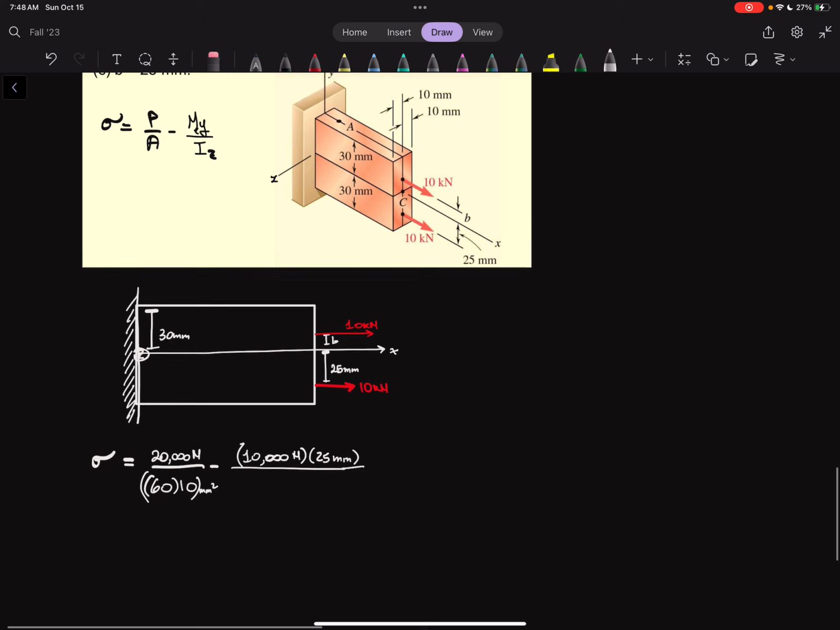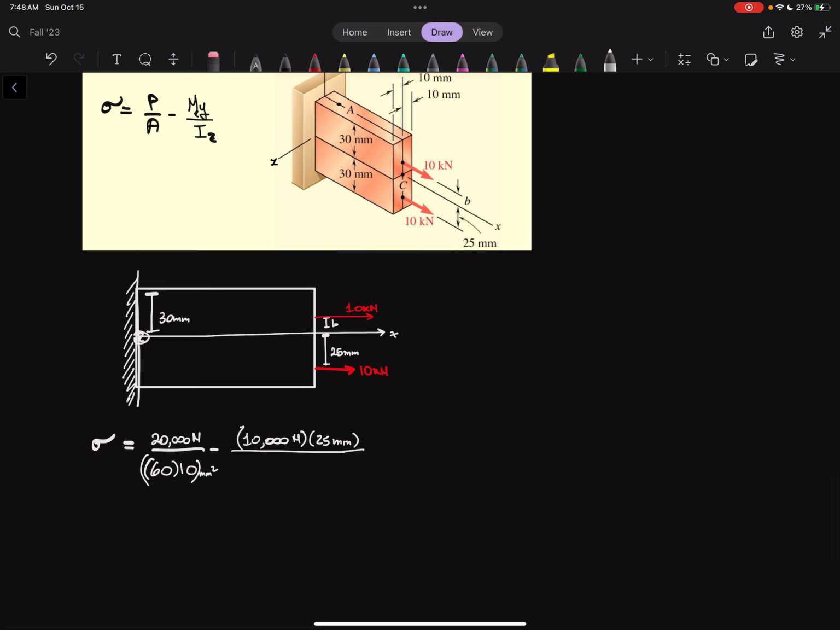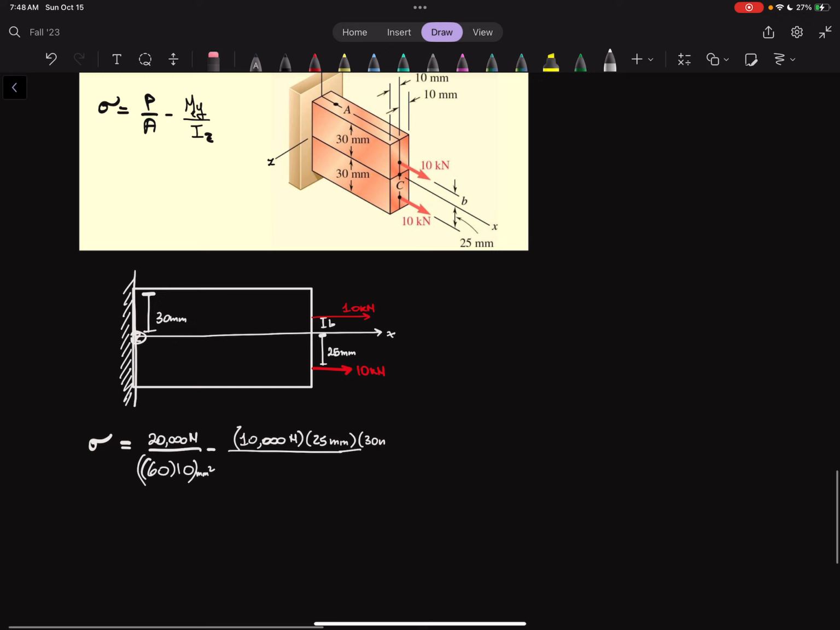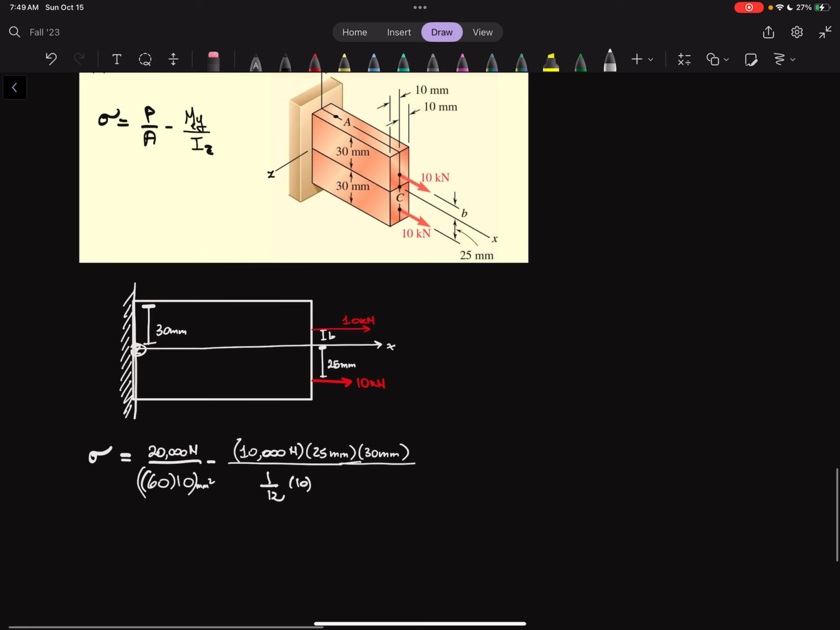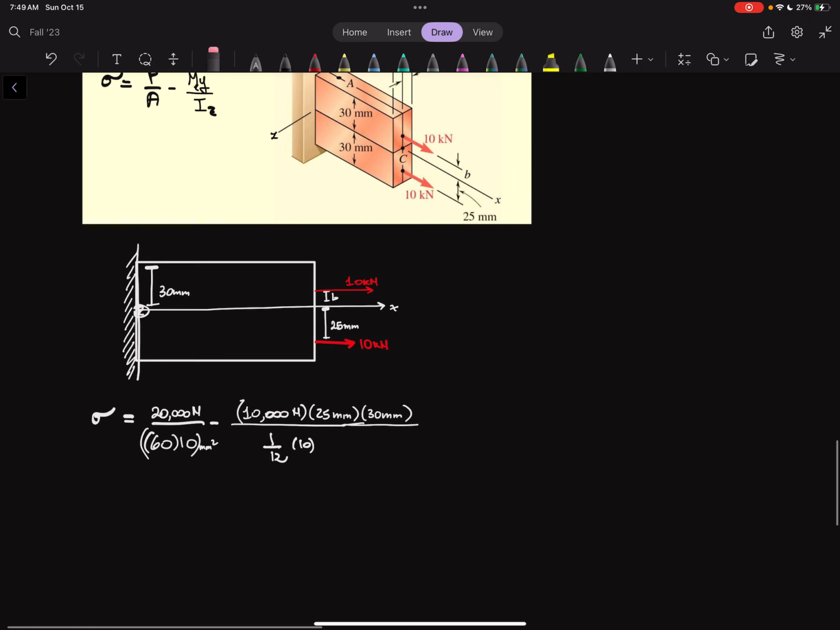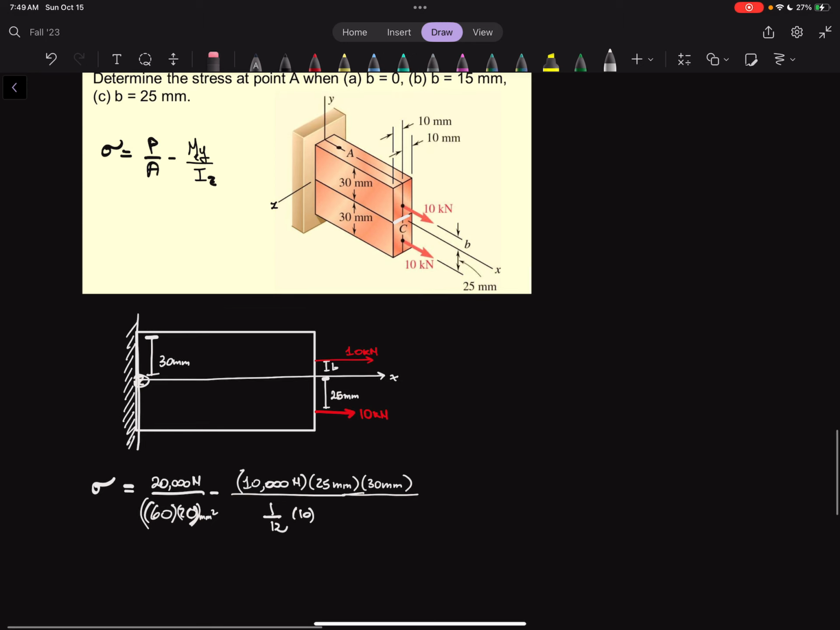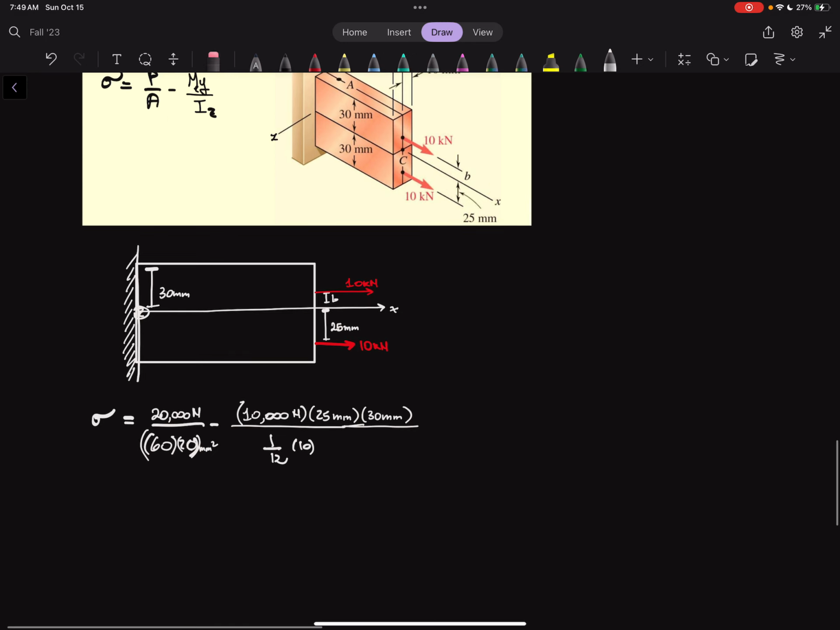And then we want to find the stress at A, and from the neutral axis, A is 30 millimeters. And then we want to divide by I, which in this case is just going to be 1 over 12 times 10, not 10, I messed that up here. It's 20, because you see, it's 10 and 10, so it's 20. And the total height, 60 to the third.